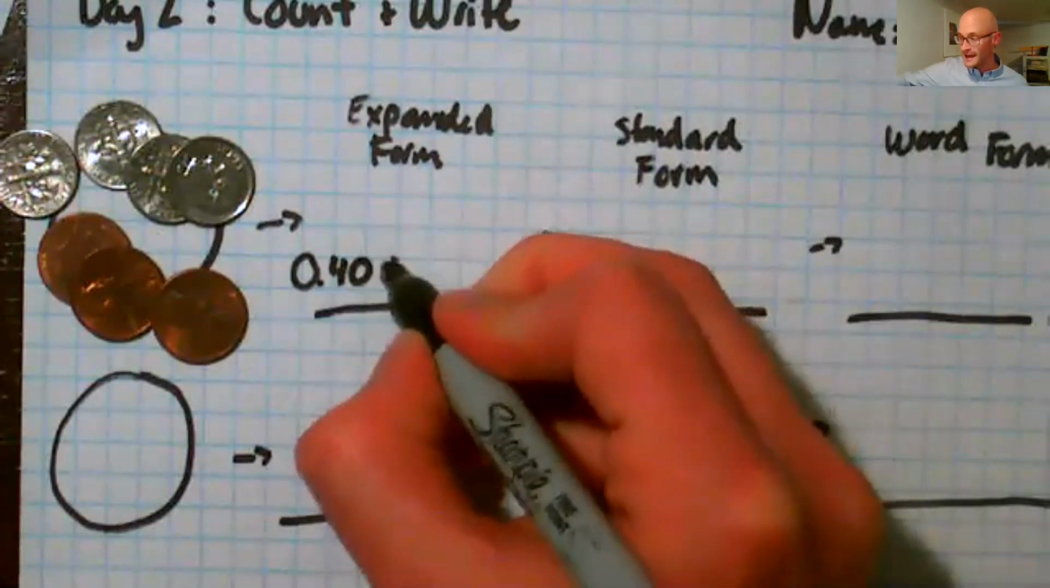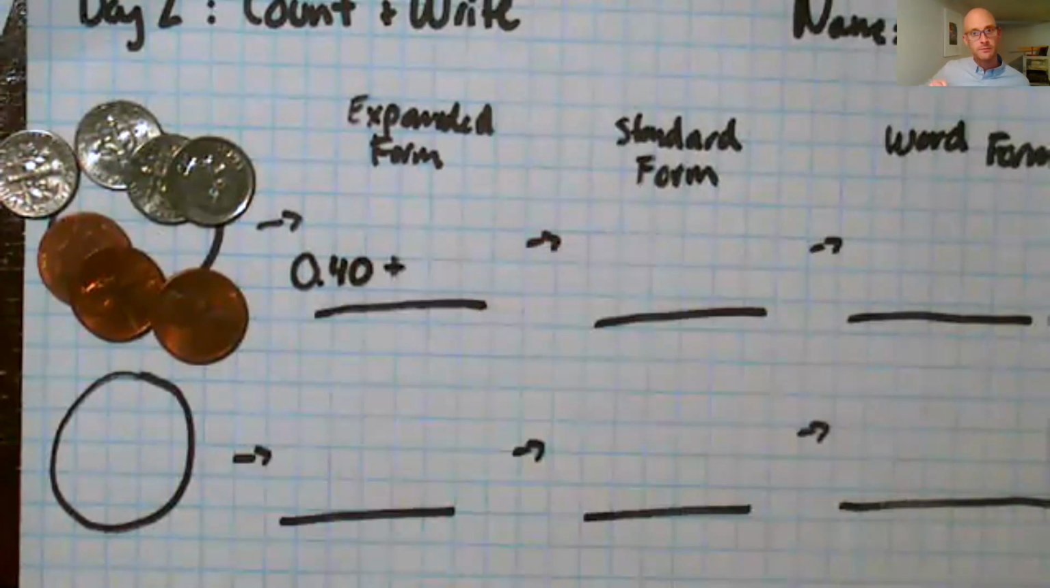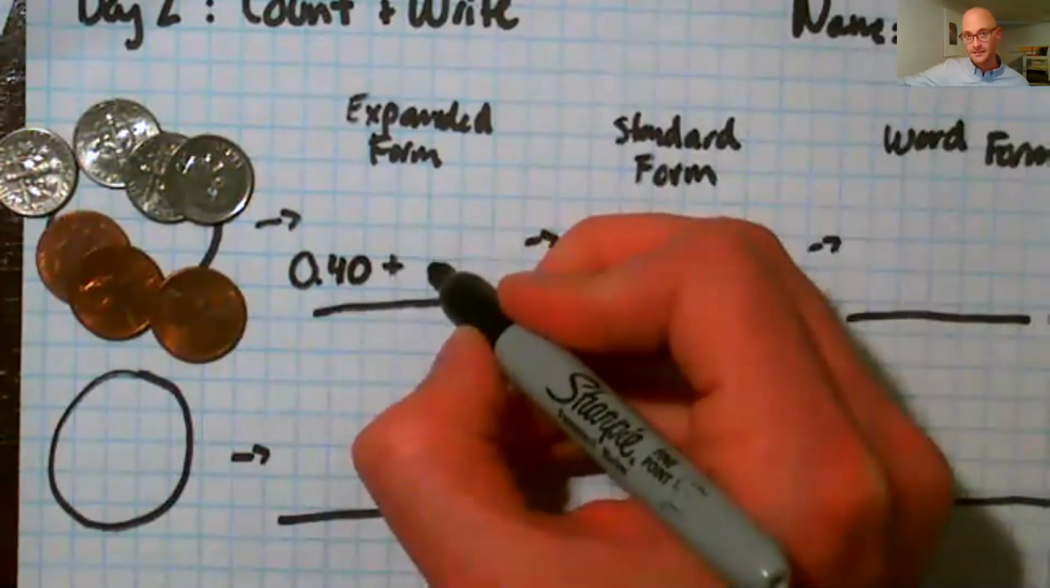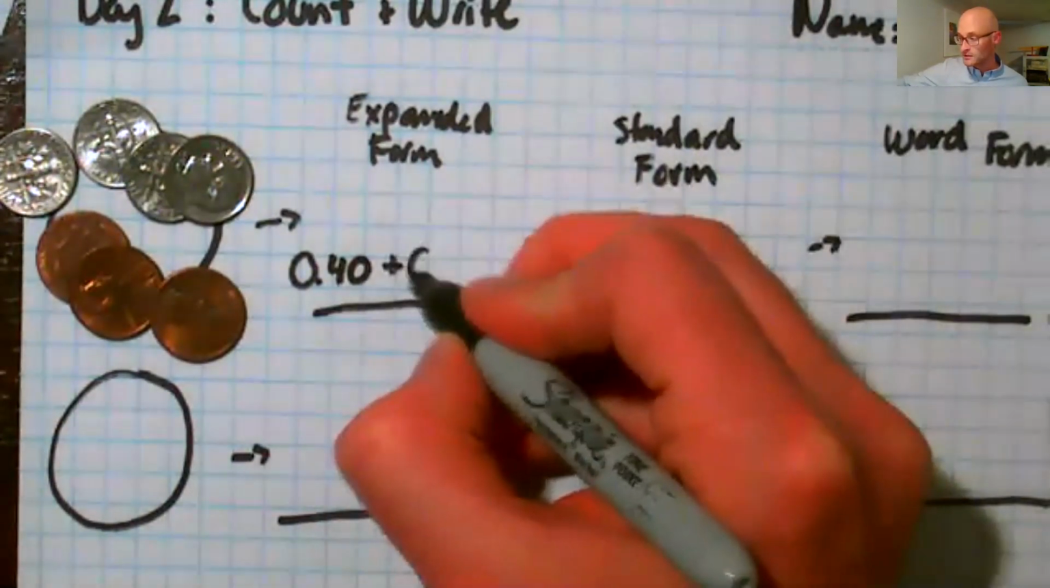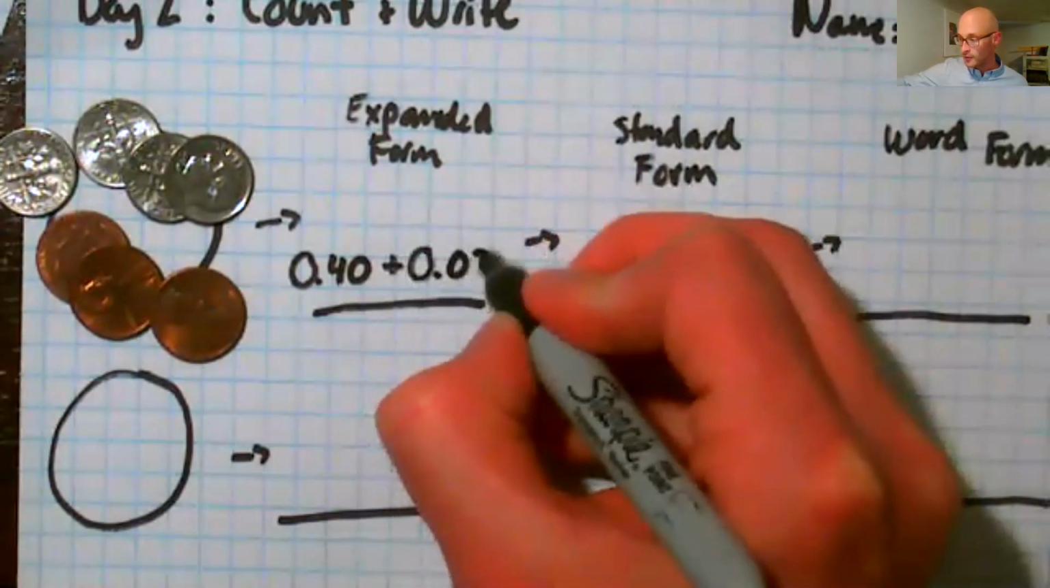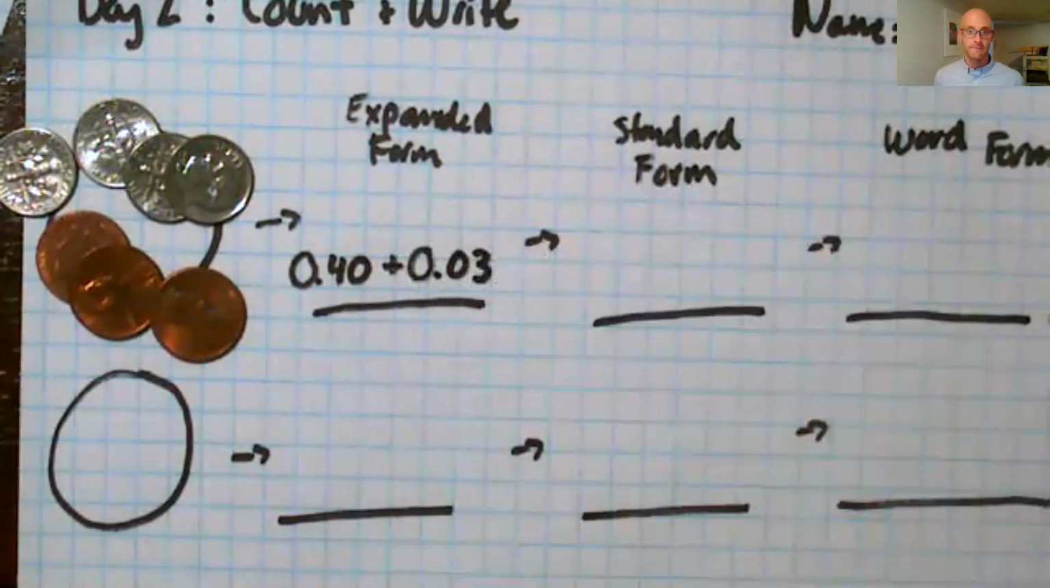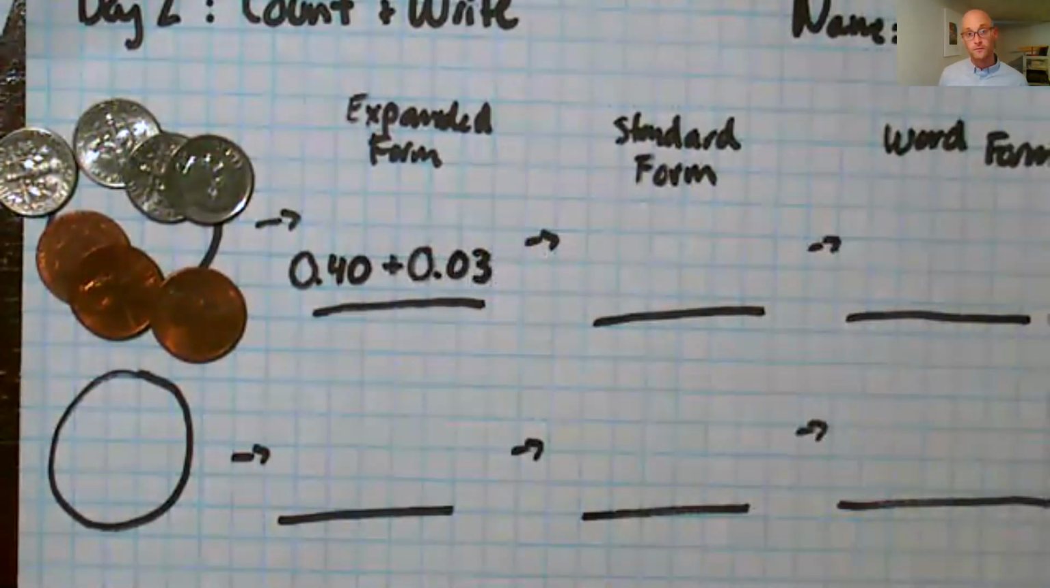And to that, we're going to add our pennies. I've got 3 pennies there, so that's 3 cents. And 3 cents is no dollars and 3 cents. It looks just like that. 43 cents is 40 cents and 3 cents, or 4 tenths and 3 hundredths.